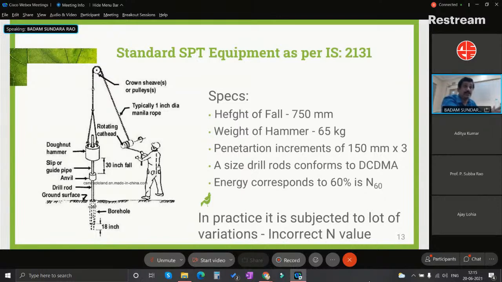They have suggested that A rods should be used, and another alternative is AW rods. What are A rods and AW rods? We have standard A rods, which are seamless pipes, thick compared to ordinary pipes. And these pipes will have a certain inner diameter and outer diameter.